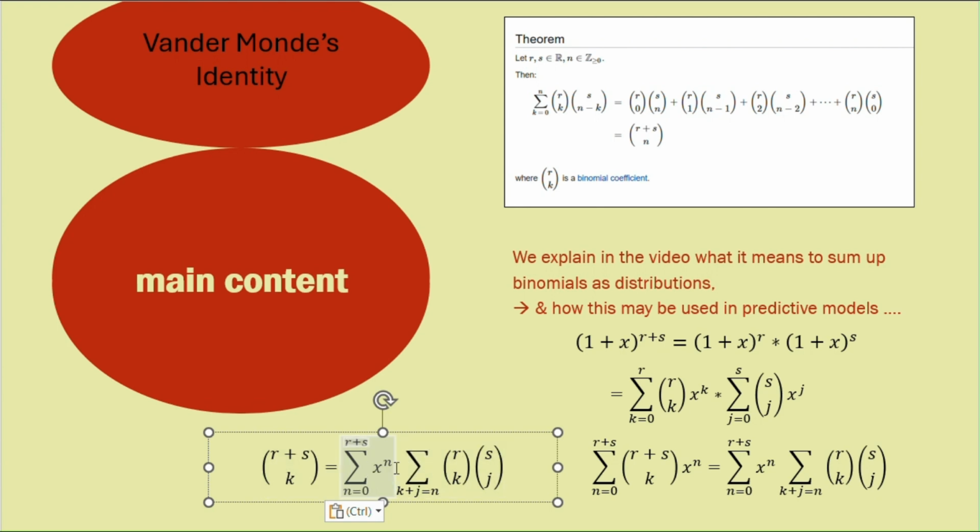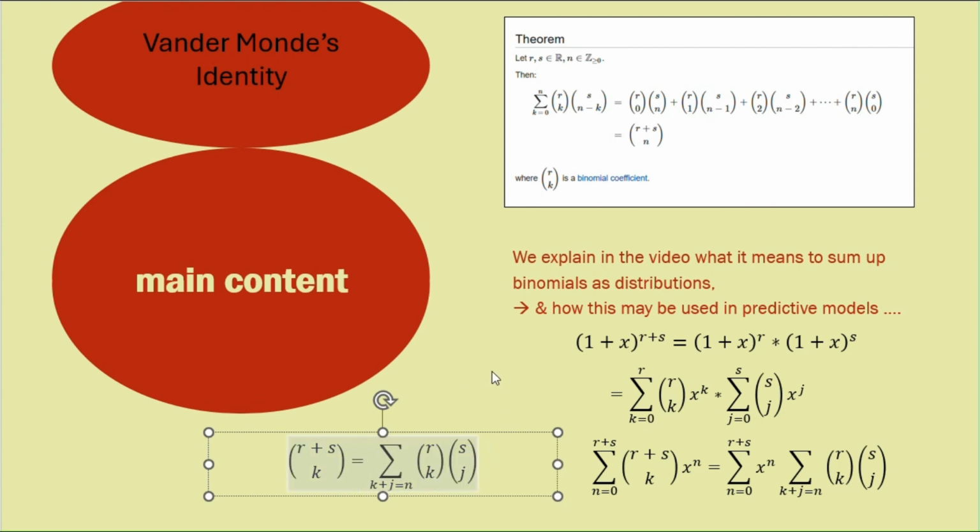And here you just have to eliminate this sum here. All right. So you get the sum of r choose k, s choose j, as k and j run between 0 and n. You have that is equal to r plus s choose n, which is exactly this formula.